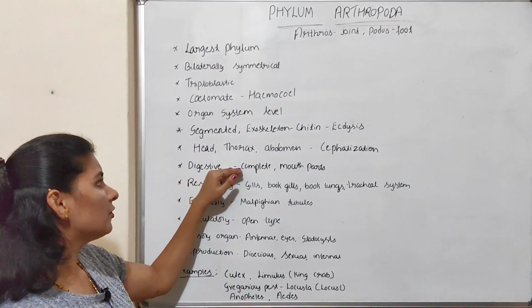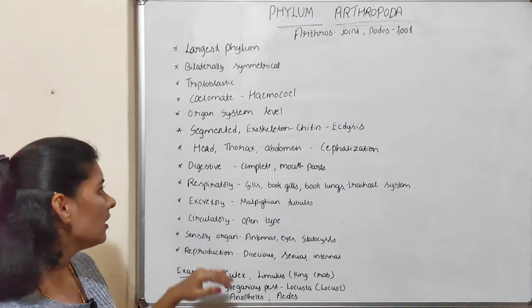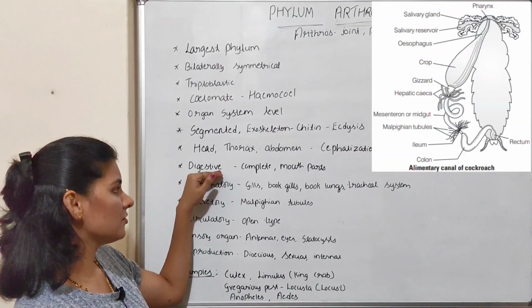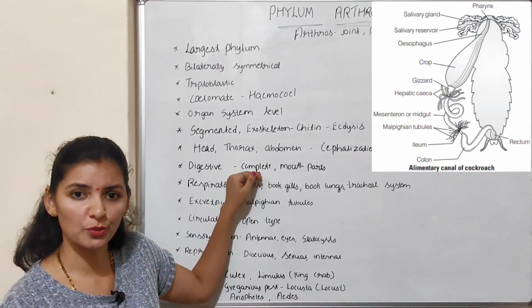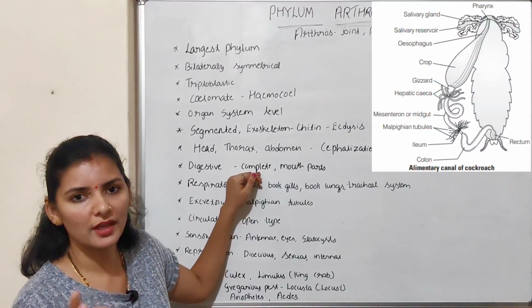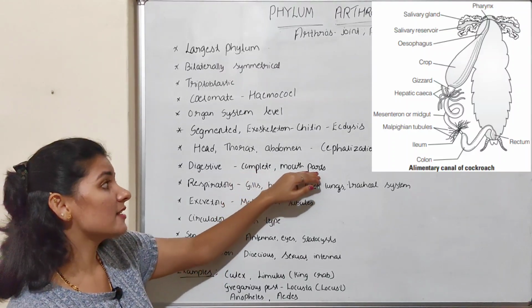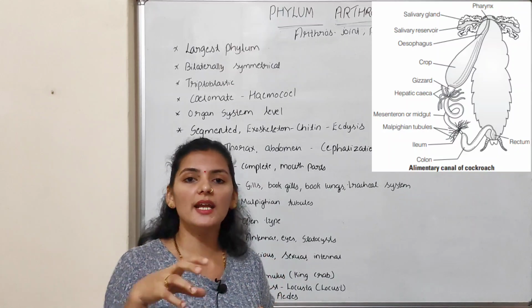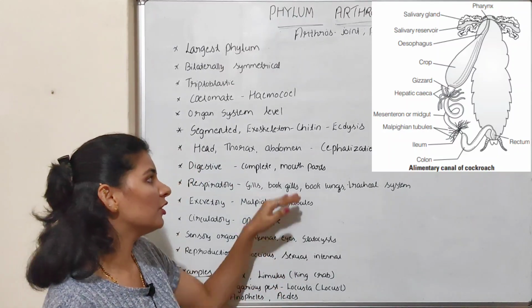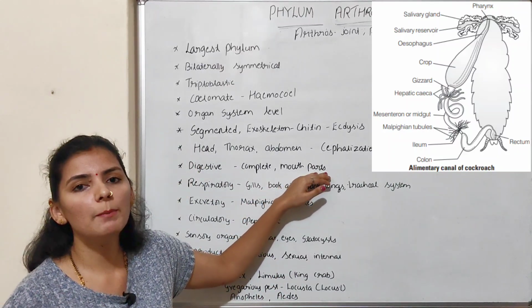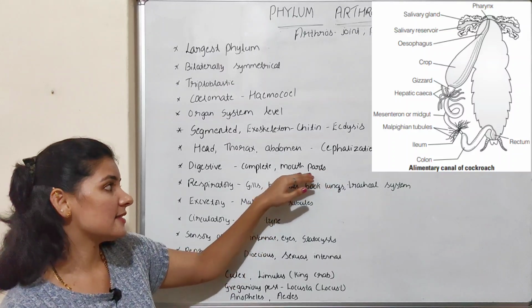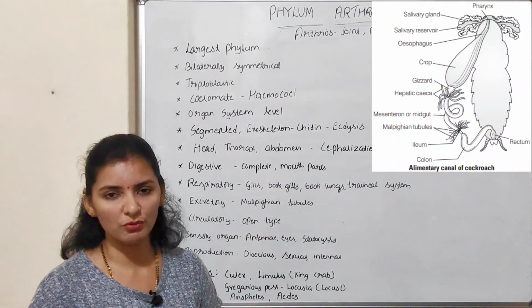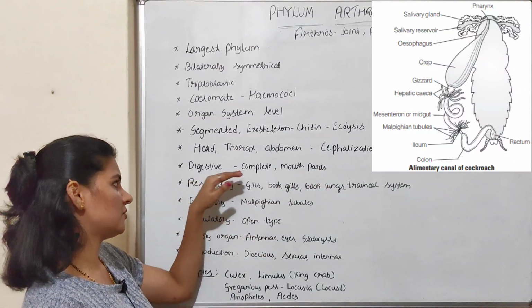If we talk about the different systems in arthropods, first one is the digestive system. The digestive system is complete in arthropods. Complete means it has both mouth and anus, and it has well developed mouth parts. The appendages present in the head region are modified into different types of mouth parts, depending on the species, and they are adapted for different methods of feeding. So that is about the digestive system.